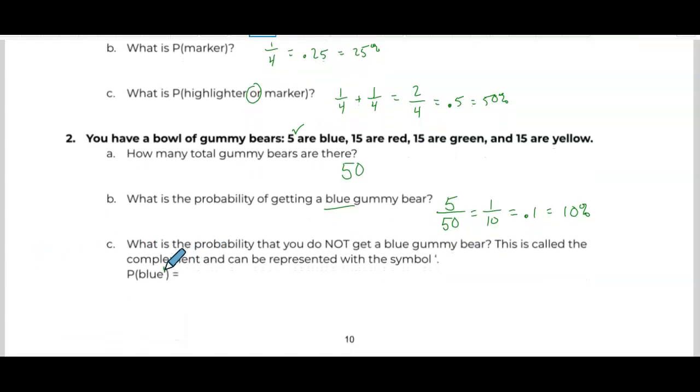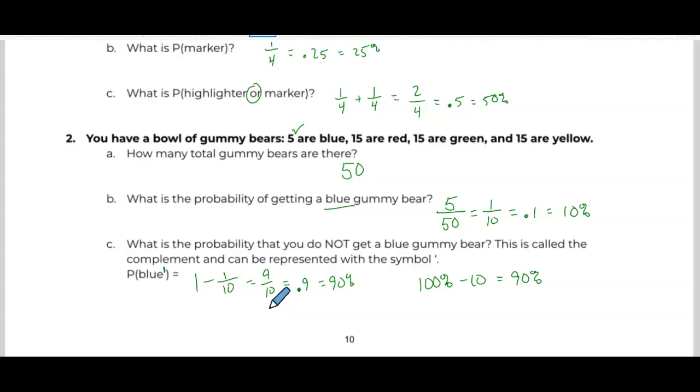Probability that we do not get a blue gummy bear. So this apostrophe that's here after the word blue, that is telling us that we are trying to figure out the chances of that thing not happening, which means any of the other things. So the way we can do that is start off with a whole and subtract the fraction of the time where the blue does happen. If we do that, we're going to get 9/10, which is 90%. Or we could have gone with the percent version and done 100% minus 10% and got 90% that way.